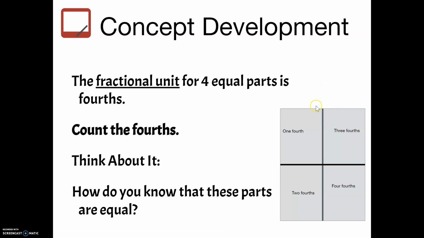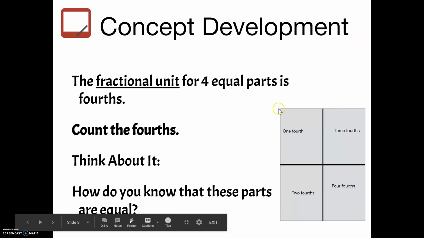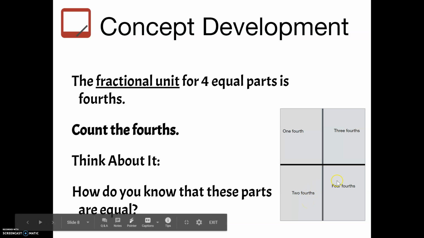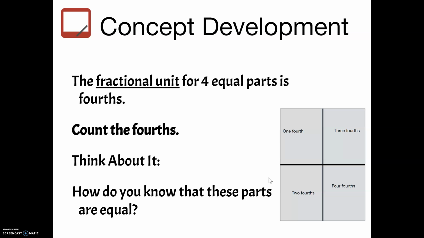So we started off with a whole piece of paper or board, and we drew a line down the middle to make 2 equal parts. Do you remember what those were called? 2 equal fractional parts are halves. 4 equal fractional parts are fourths. Again, how do you know that these parts are equal?